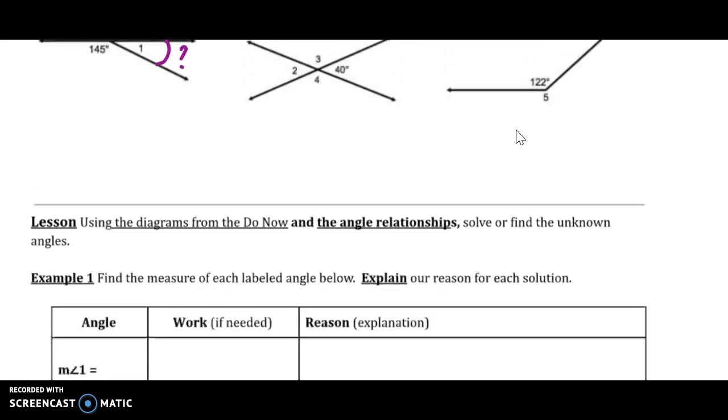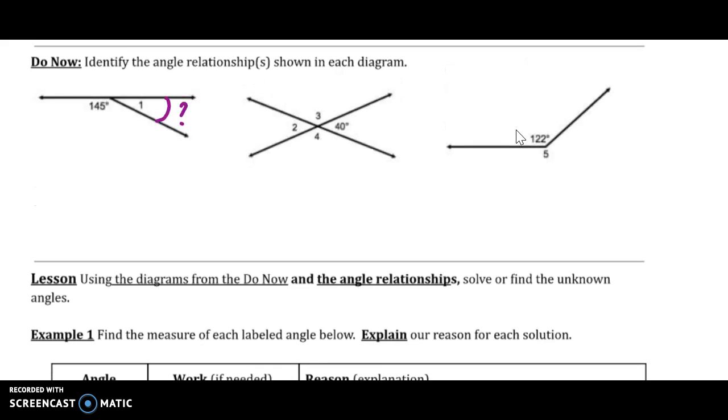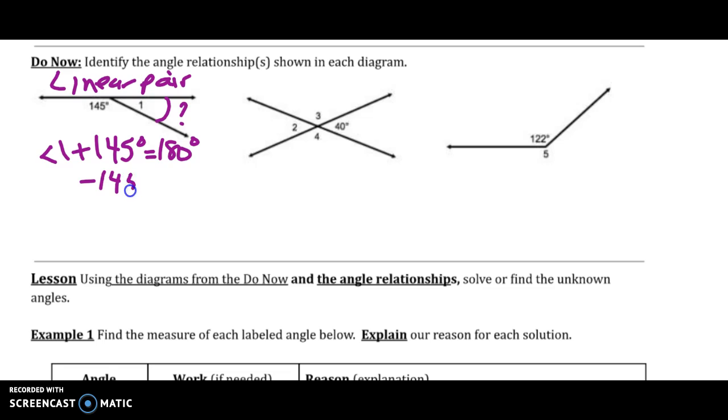So we're going to find the measure of angle 1. Right, so here's our diagram. We know that these 2 angles are supplementary or a linear pair, and linear pairs add to 180 degrees. So angle 1 plus 145 degrees is 180 degrees. So if we subtract 145 degrees from 180, we get the measure of angle 1 is 35 degrees.